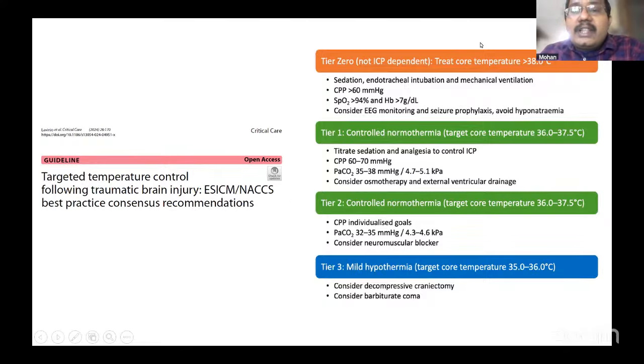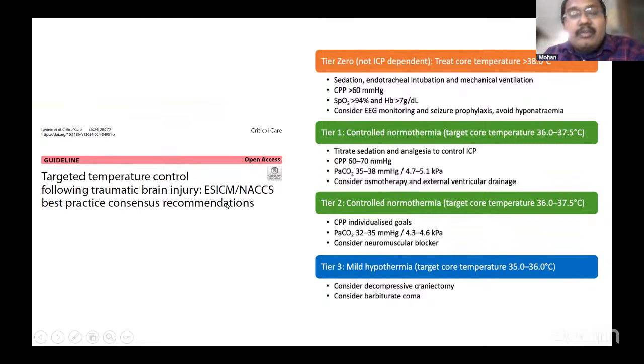Now, what happened is that in 2024, ESICM has come up with new target temperature control guidelines. So they say that in tier 0, you maintain normothermia, and if it goes more than 38 degrees, you treat. In tier 1 and tier 2, they say that you maintain target core temperatures 36 to 37.5 degrees centigrade actively. And in mild hypothermia, they suggest 35 to 36 degrees active temperature management.